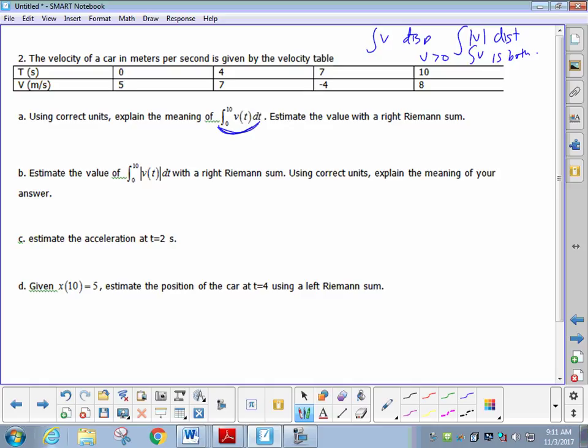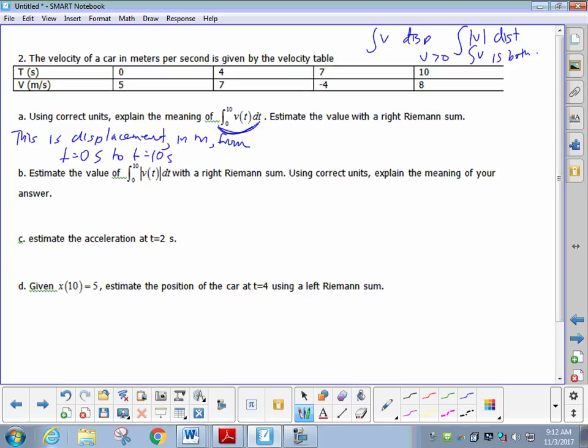Displacement. You could say the integral represents the displacement, or you could also say change in position, which is what displacement is, I suppose. Now, again, being careful with units. It says using correct units. So, displacement in meters from time 0 seconds to time equal 10 seconds.